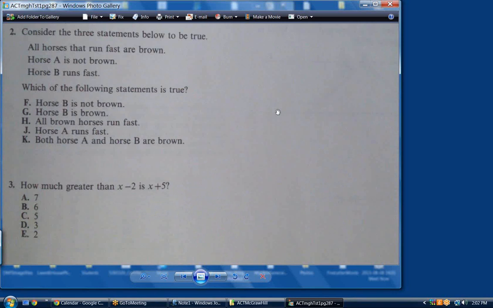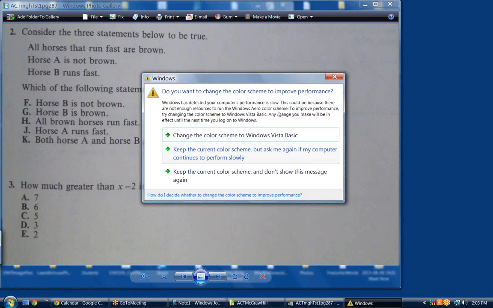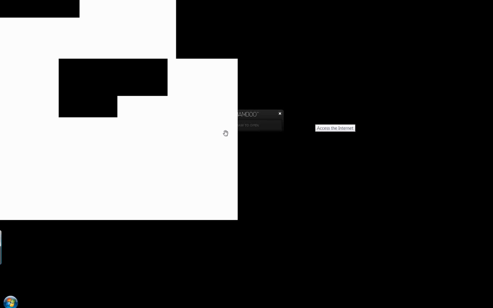Consider 3 statements below to be true. All horses that run fast are brown. Horse A is not brown. Horse B runs fast. Which of the following statements is true? Horse B is not brown. Horse B is brown.